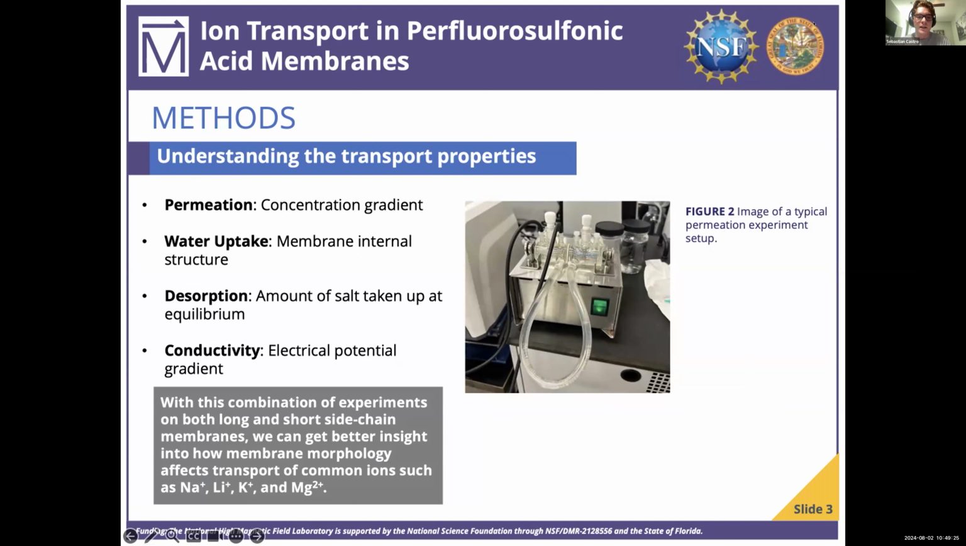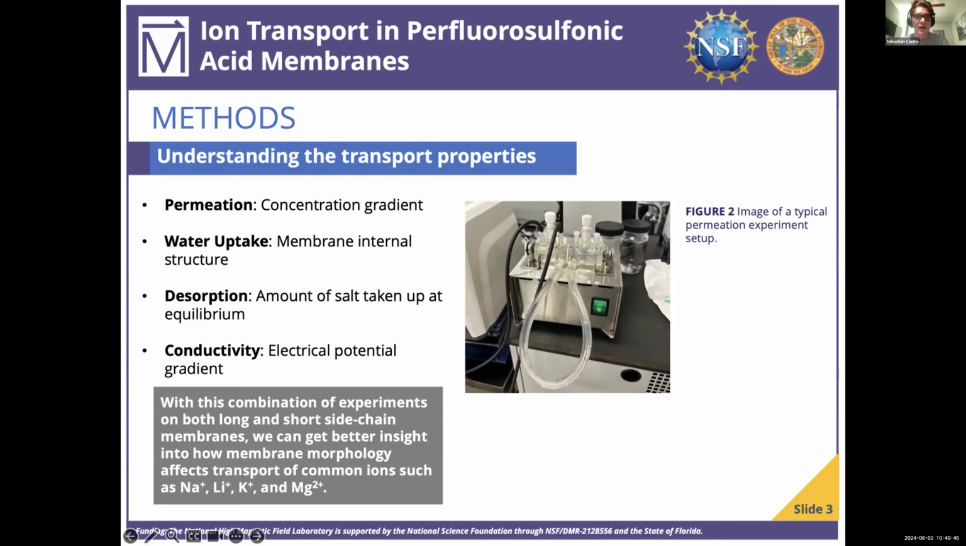Water uptake and desorption are the equilibrium measurements. Water uptake is specifically important because it directly gives us insight into the internal structure of the membrane, because the amount of water that these membranes take up forms these channels that these species can actually pass through.